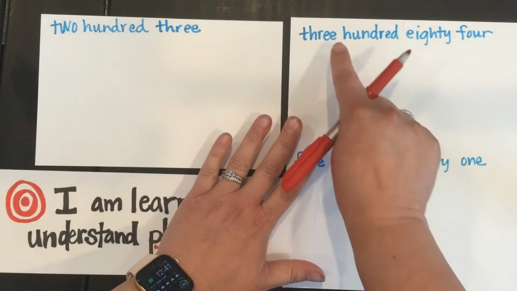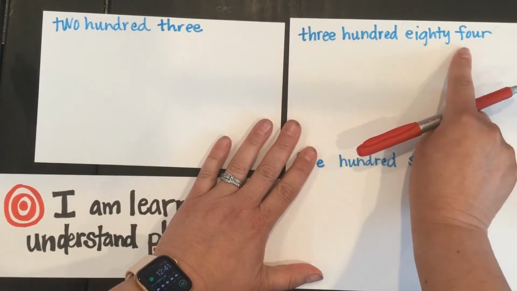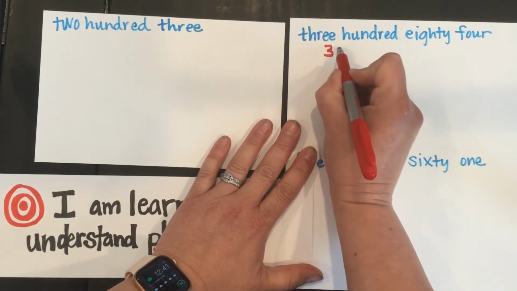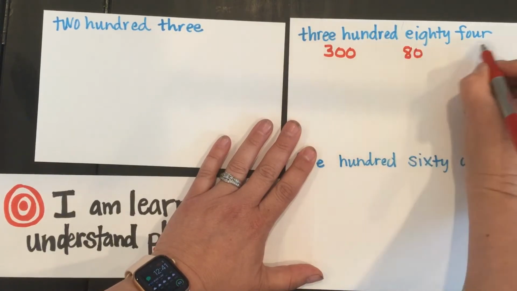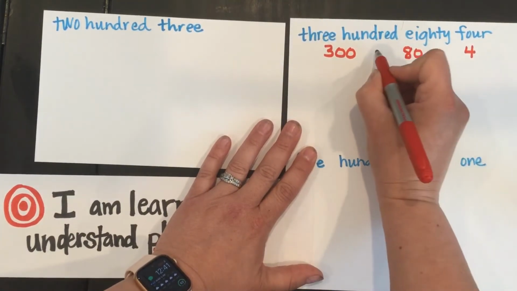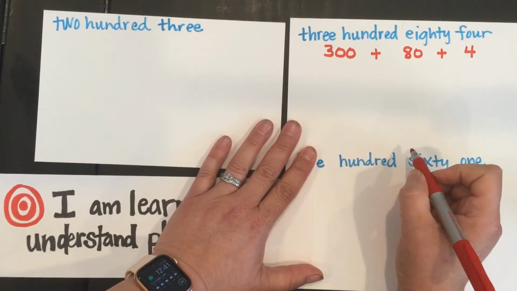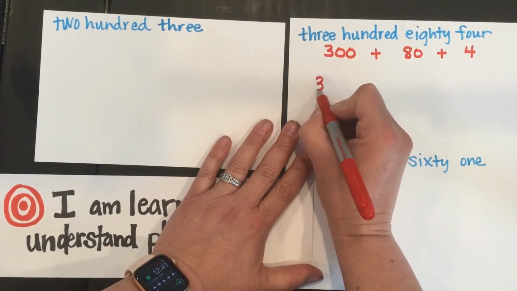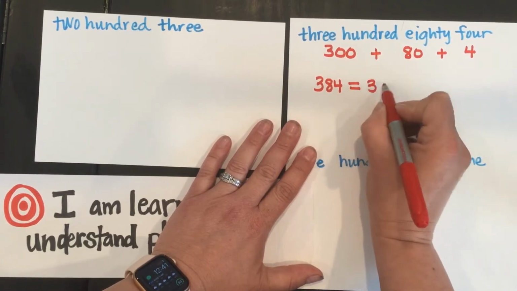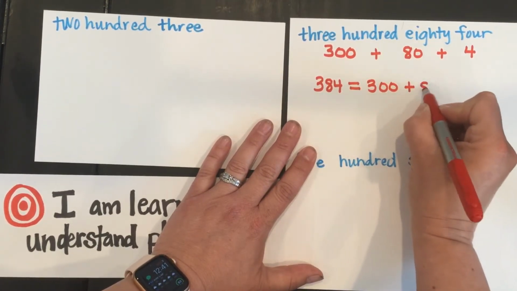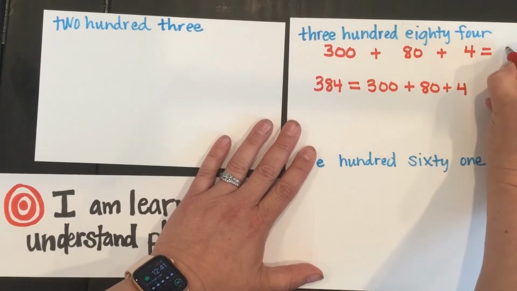So on the first one, I'm reading the words 384. And when I read that, I see 300, and I see 80, and then I see 4. And expanded form just means I'm going to put those three together in an equation. So I have 384 is the same as 300 plus 80 plus 4. And I could also do it up here like this and just write it 384.